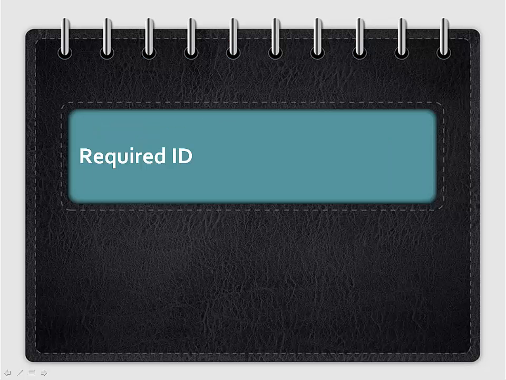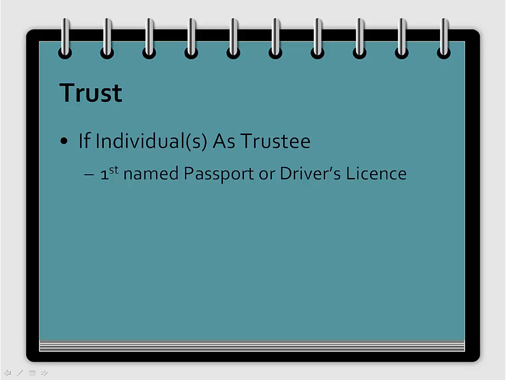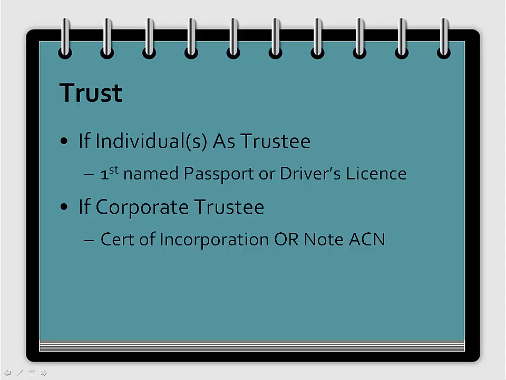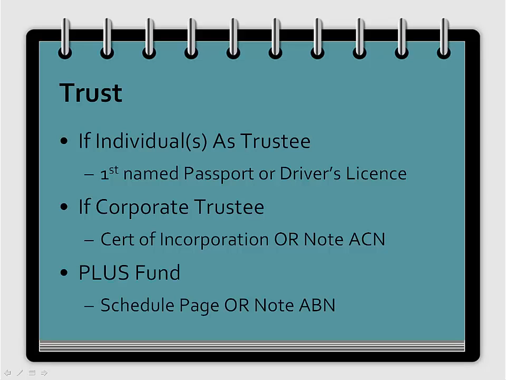Required ID. Now, we are required by anti-money laundering laws to collect certain information in order to prove who you are. If it is an individual or individuals acting as trustee, we need the first named individual trustee's passport or driver's license. If it's a corporate trustee, then we either need the certificate of incorporation, or alternatively, make sure you note down in the application form the ACN, and I can pull the information that I need off the internet and certify it as a copy.